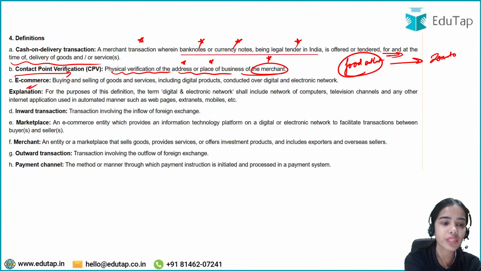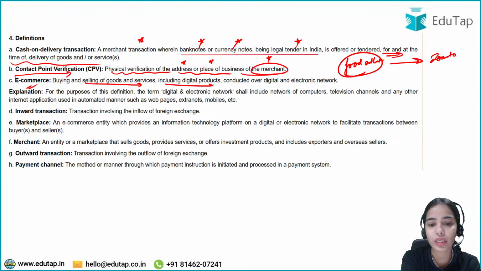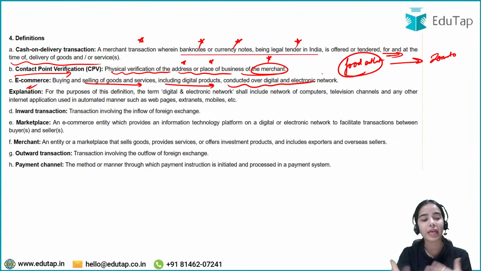E-commerce: we all know e-commerce is when, through electronic means, the buying and selling of goods and services is happening. Formally, it is the buying and selling of goods and services, including digital products, conducted over digital or electronic networks.